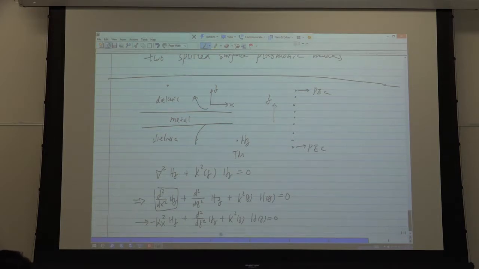So finally, we can get this eigen equation. It has something like this: d squared dz squared plus k squared z, Hz equals kx squared Hz. So we want to get the tangential wave number. This is the operator T, with eigenvalue kx squared, something like this. So you can get this governing equation and this eigen equation.